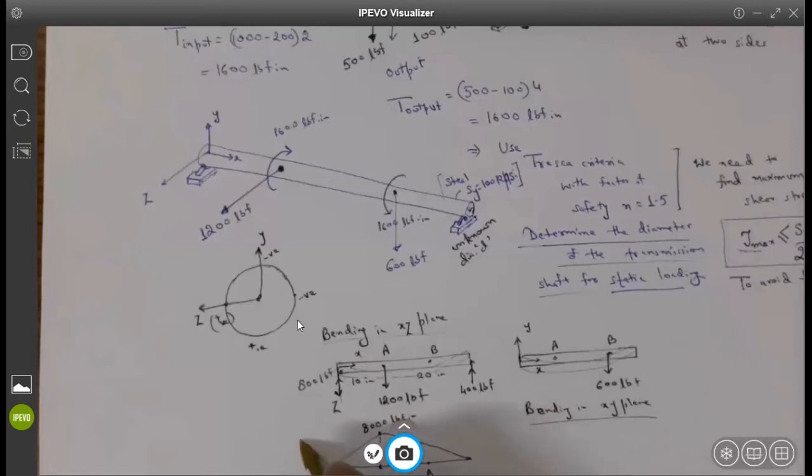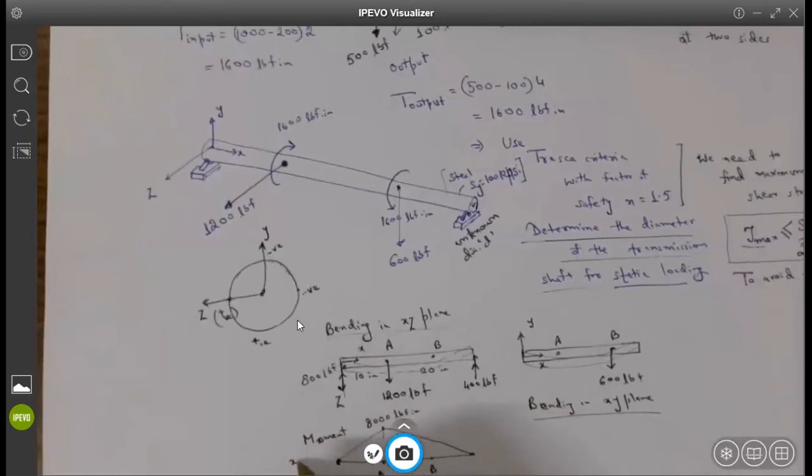So the bending moment diagram for the XZ plane would be 8,000 pound force inch here, and it will be 800 times 4, so 4,000 pound force inch here. Is there anybody who is not following why I got 800 and 400? I will explain it if you don't understand. You don't understand that, okay.